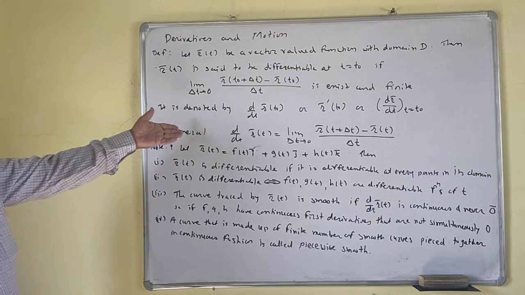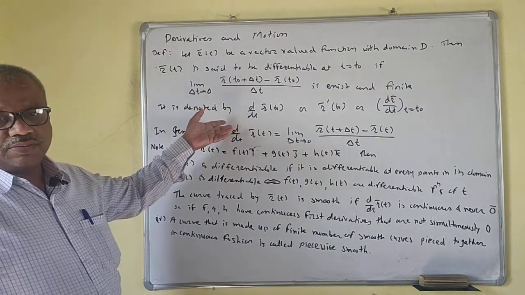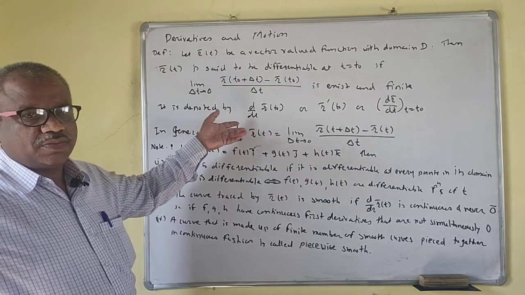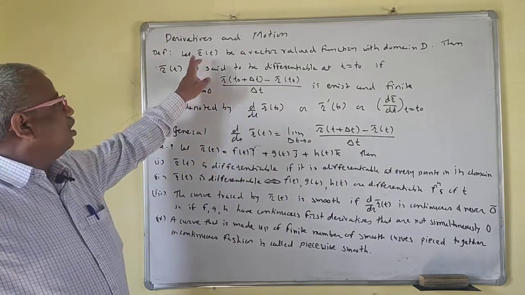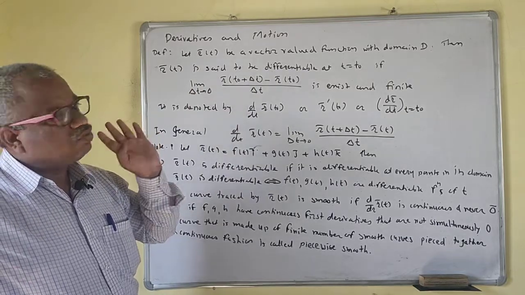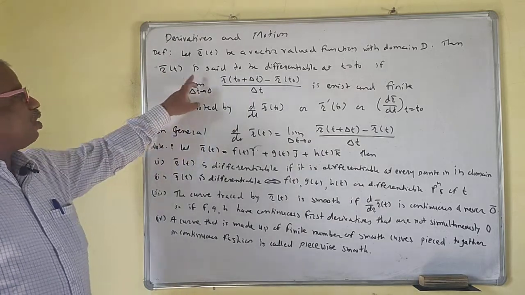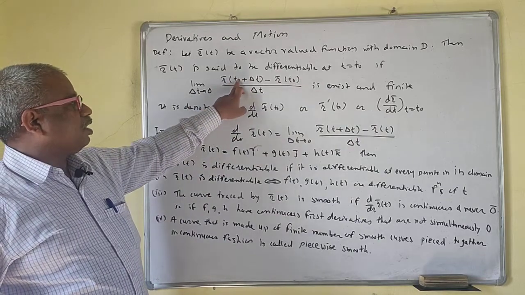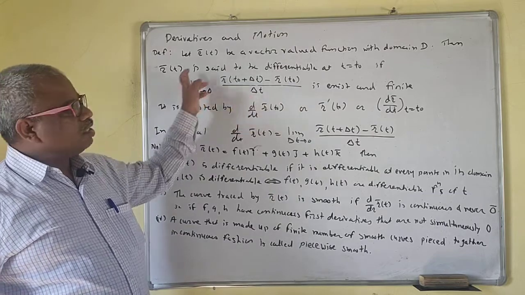This is the first principle, by which you have differentiated functions before. Now here we are doing the same thing for the vector valued function. Let r bar of t be a vector valued function with domain D. Then r bar of t is said to be differentiable at t equal to t naught if the limit as delta t tends to 0 of r bar of t naught plus delta t minus r bar of t naught, upon delta t. This is your usual definition.